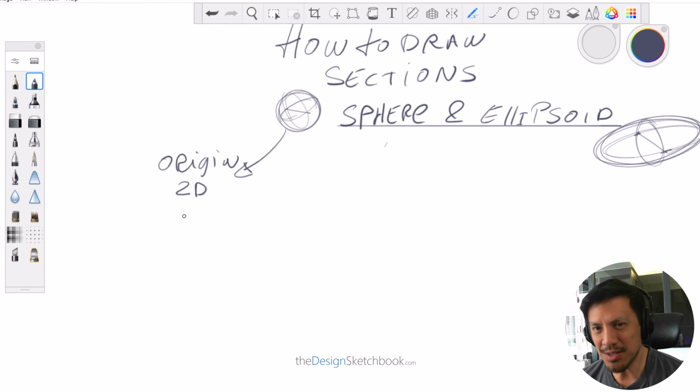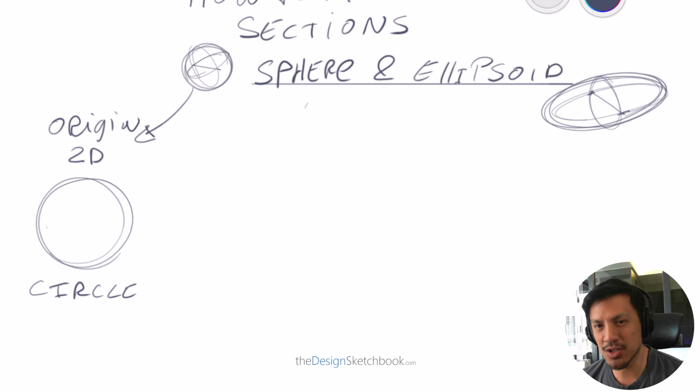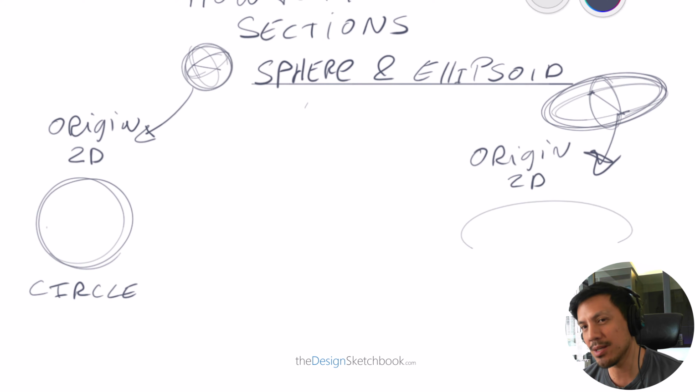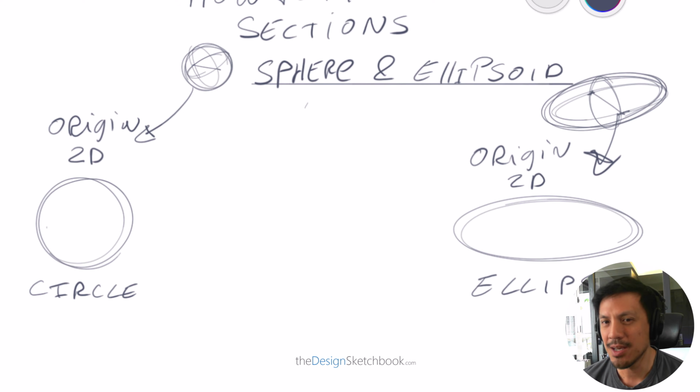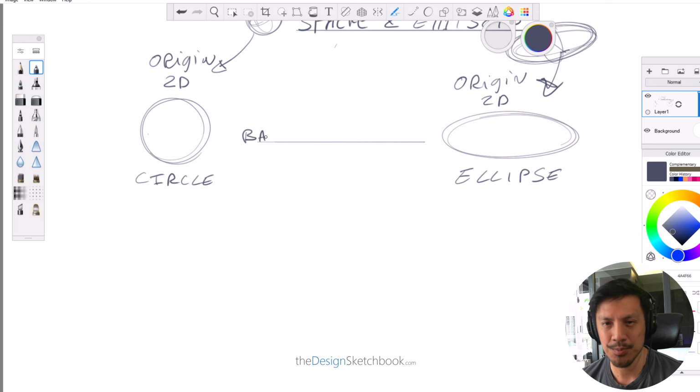So what is a sphere? Basically, at the origin in 2 dimensions, this all starts from a circle. And the ellipsoid at the origin in 2 dimensions, it all starts from an ellipse.